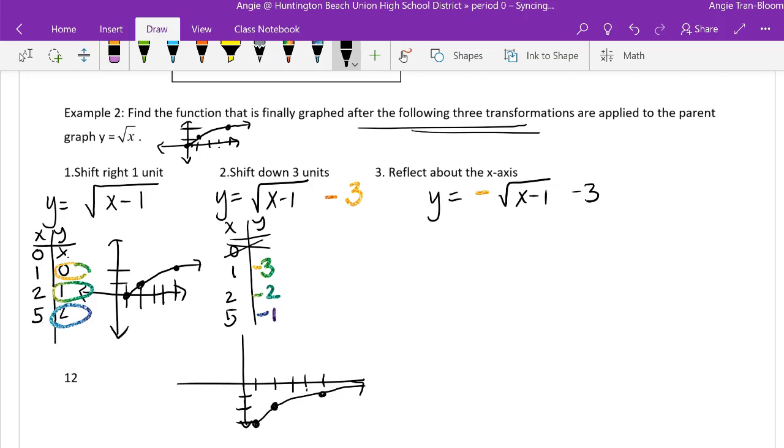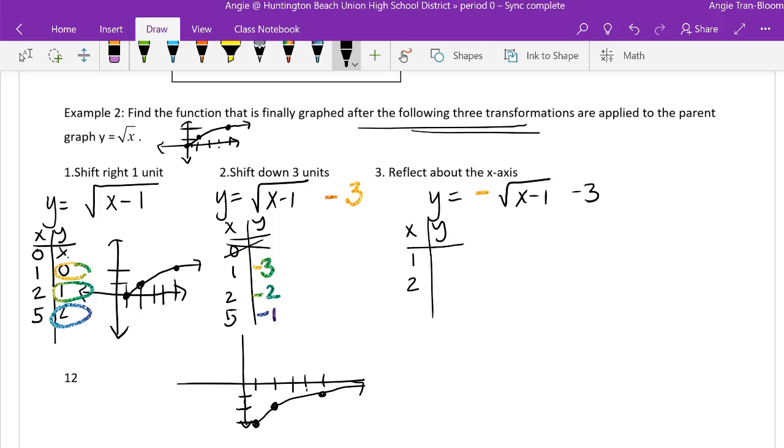Next, I'm going to see if I can reflect this over the x-axis. Reflecting over the x-axis, now I should have it on the top, okay? So make sure our table is right. So I'm going to pick some values again. Here we go.